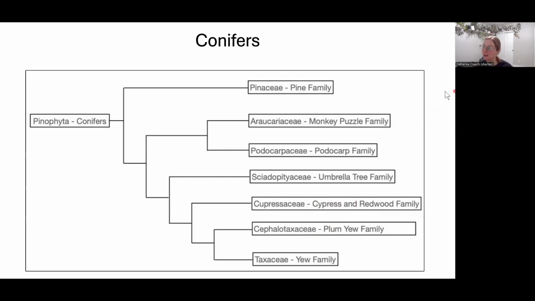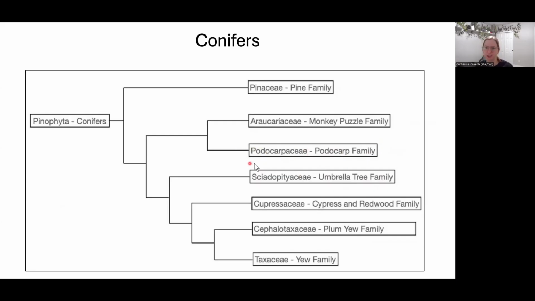Types of pines that you might not be familiar with is the araucaria. Araucaria are really cool. They're called monkey puzzle trees. They're really spiky. They're really beautiful. We have some on campus. So if you come to campus, please come find me and I will take you to see these trees. They are incredible. And then we have two types, the podocarps and the umbrella tree.